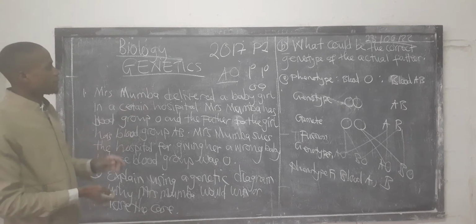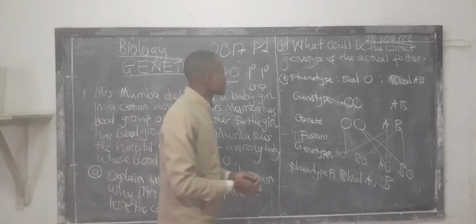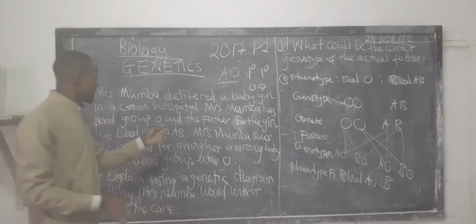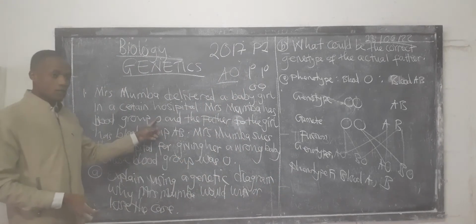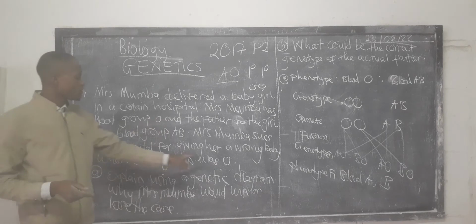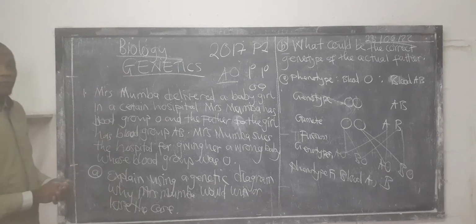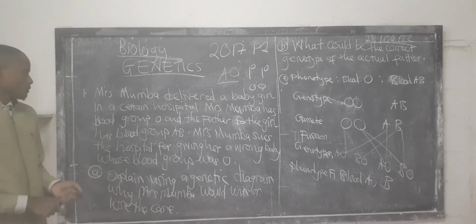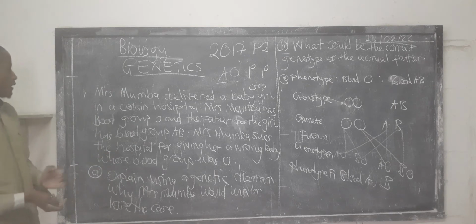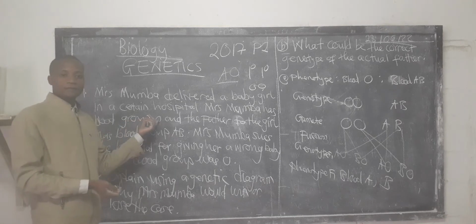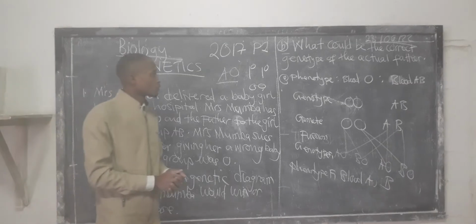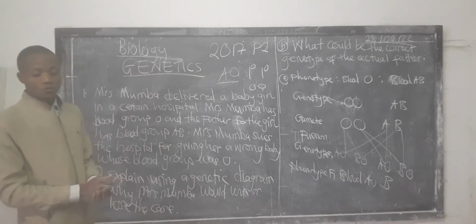Now, question B. What could be the correct genotype of the actual father? Since the mother in this case is blood group O, what can be the actual blood group of the father for them to have a child with blood group O? Simply, the father would be blood group O, for them to have a child with blood group O. So the actual genotype of the father could be OO, blood group O.